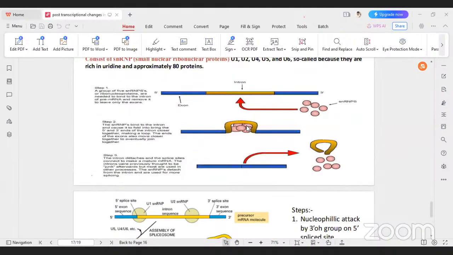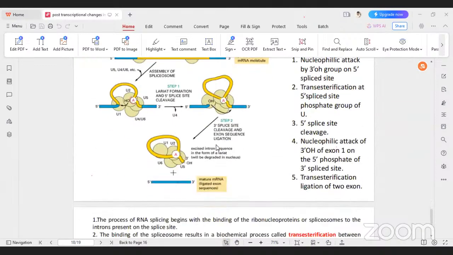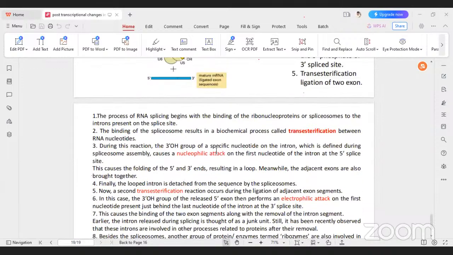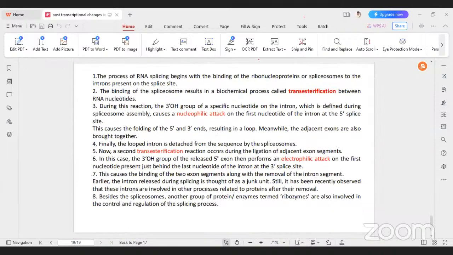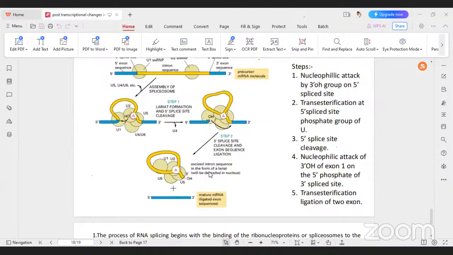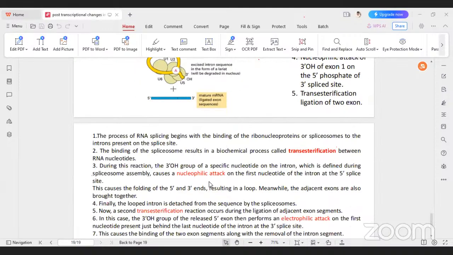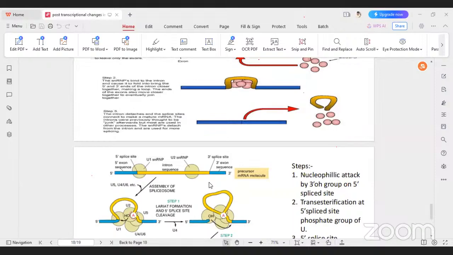Is it clear? Yes. Take this picture. Yes, sir. Right. So now these three completed. Right? Any doubt in these three aspects? No, sir.